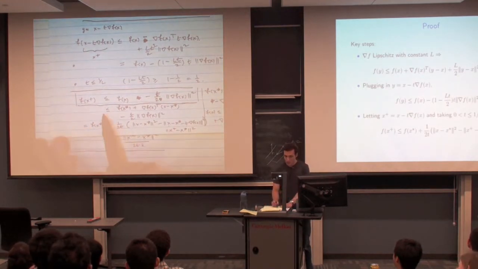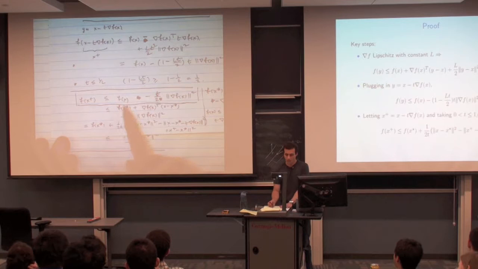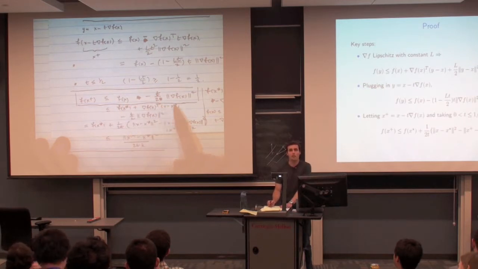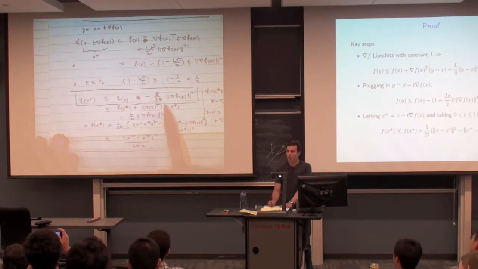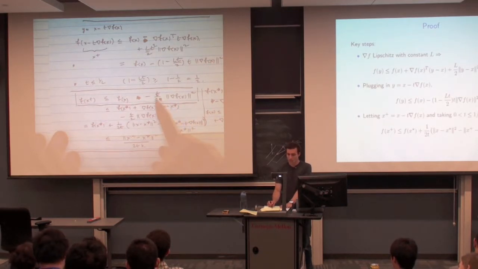Okay, we said that actually we can decrease the function value at every iteration, and not only that, we can decrease it by t over 2 times the norm of the gradient squared. Now, what does this look like to you that we just saw a little while ago? I'll give you a hint. What happens if I replace this 1 half by an alpha?